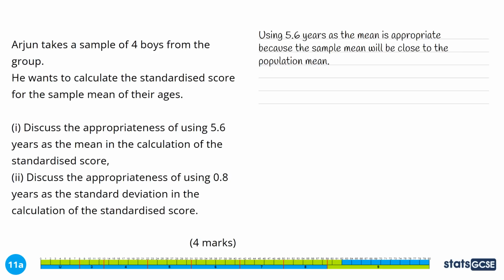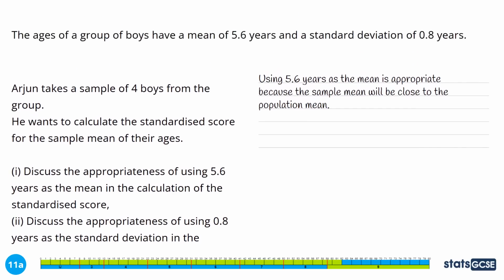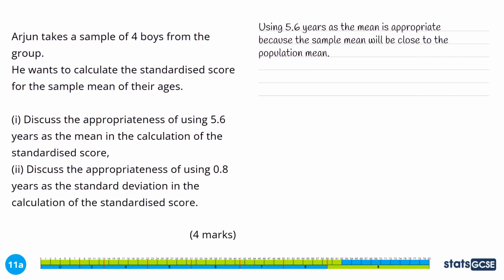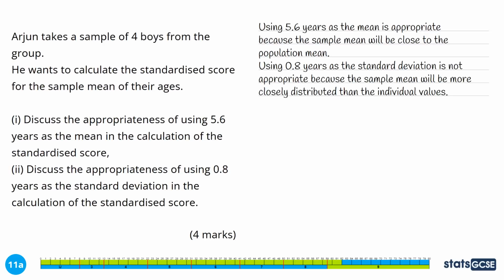Part 2. Discuss the appropriateness of using 0.8 years as the standard deviation in the calculation of the standardised score. It may seem this is appropriate because the standard deviation for the whole group is 0.8 years, so you'd think it would be appropriate, but actually it's not going to be appropriate because the sample mean will be more closely distributed than the individual values.